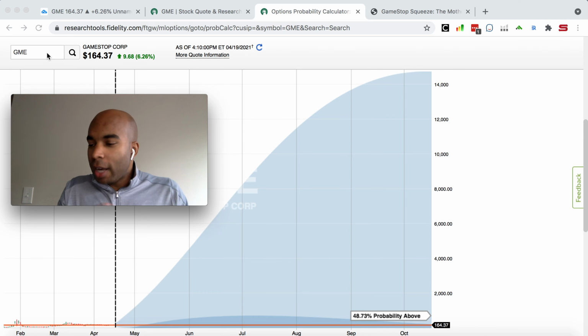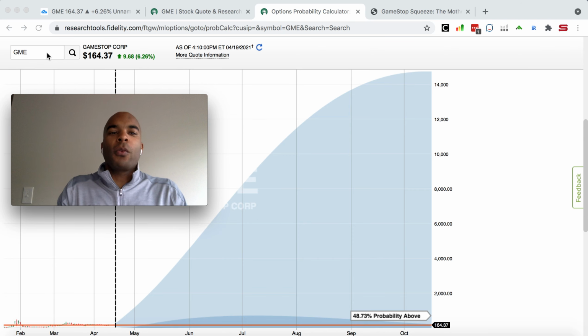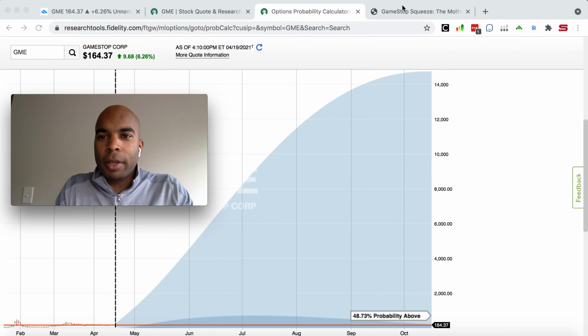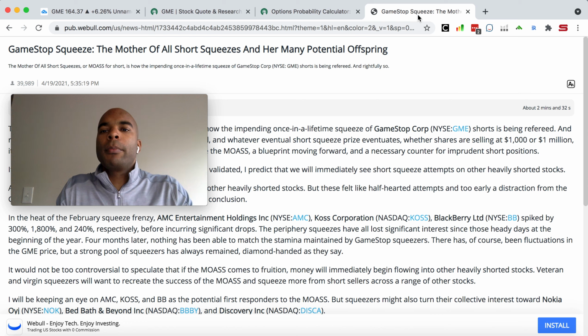And today's word of the day I wanted to say is wedgies for hedgies. Wedgies for hedgies. That gets me excited because when these hedge funds decide to cover, you're going to see a massive price increase. And I found this on Webull.